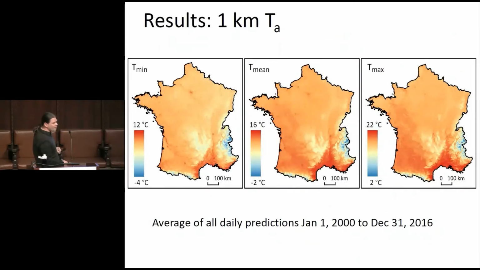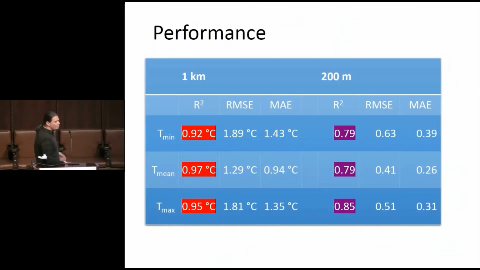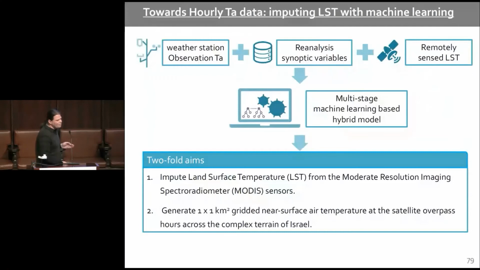These are the results over France. You can see the 1 kilometer model. And this is the 200-meter model. And you can see the differences within the urban area of France between the coarse 1 kilometer data and the 200-meter data. Performance was also great.